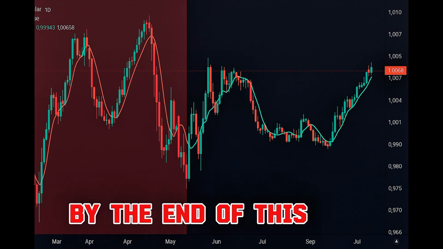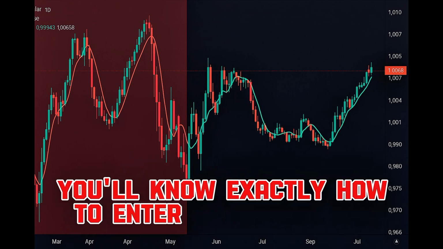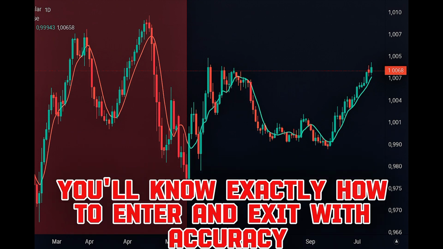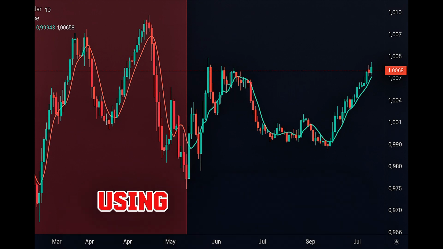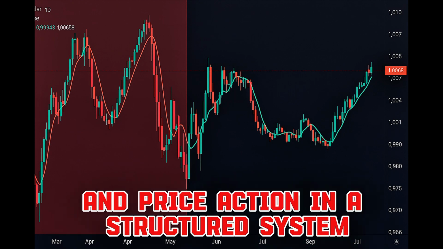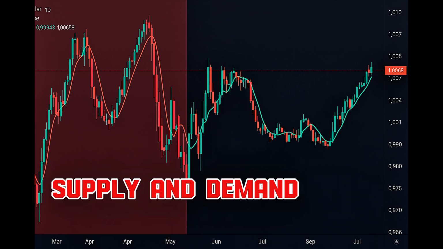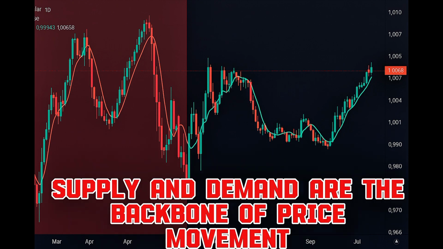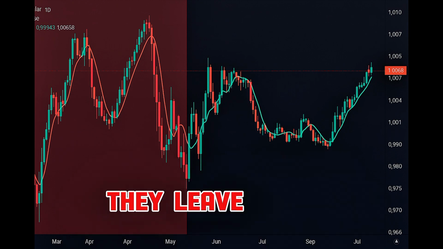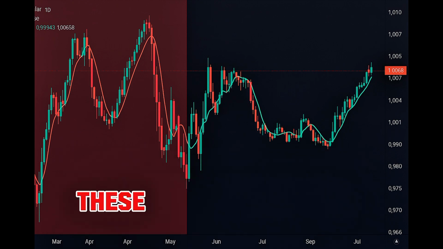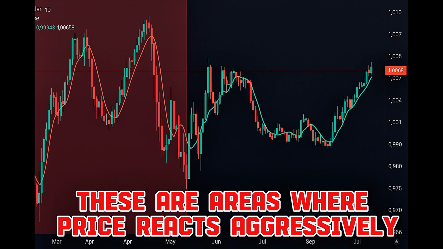By the end of this video, you'll know exactly how to enter and exit with accuracy, avoid fake outs, and manage risk like a pro, using the power of technical tools and price action in a structured system. Supply and demand are the backbone of price movement. When large financial institutions enter the market, they leave behind footprints. These are areas where price reacts aggressively.